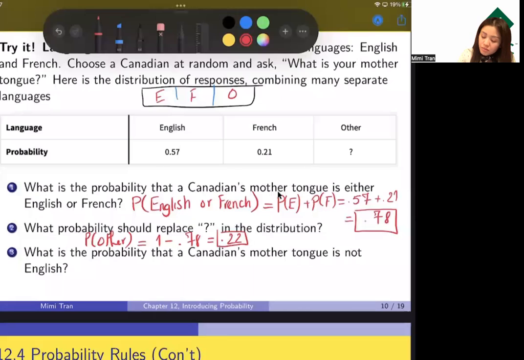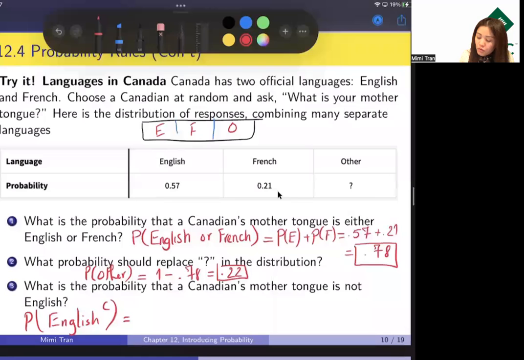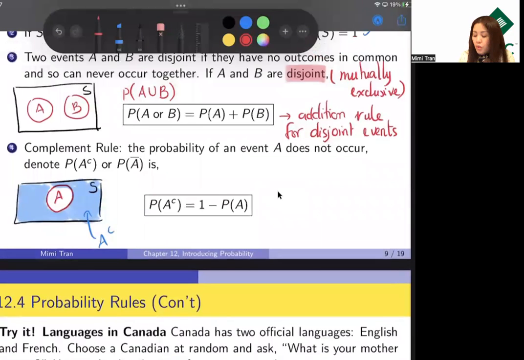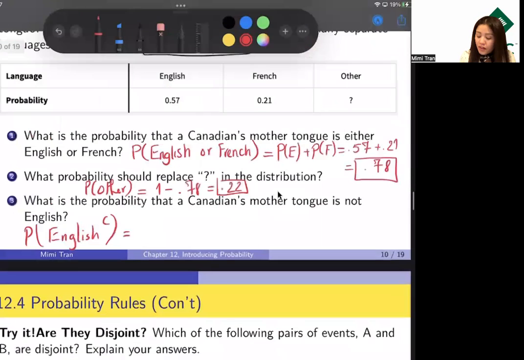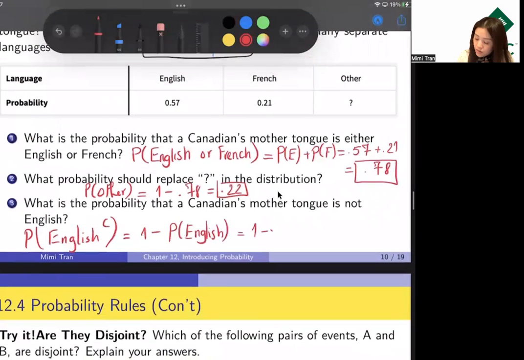So P of not English, P of English complement. You can put a little bar on top of English, that's fine. Remember the complement rule: P of A complement is equal to 1 minus P of A. So P of English complement will be 1 minus P of English. So 1 minus 0.57, which is 0.43. Roughly 43%. Well, exactly 43%.